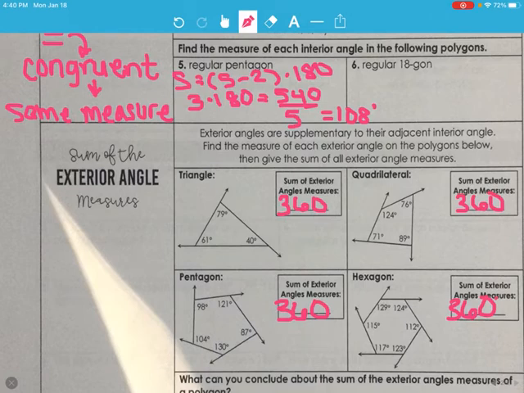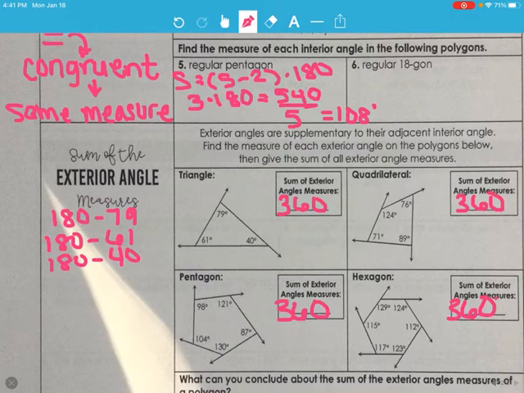In this case, the first one, the triangle, they gave us no outside angles, but we do have what we would consider linear pairs for each of them. So what I would do is take each angle and subtract it from 180. So 180 minus 79, 180 minus 61, and 180 minus 40.